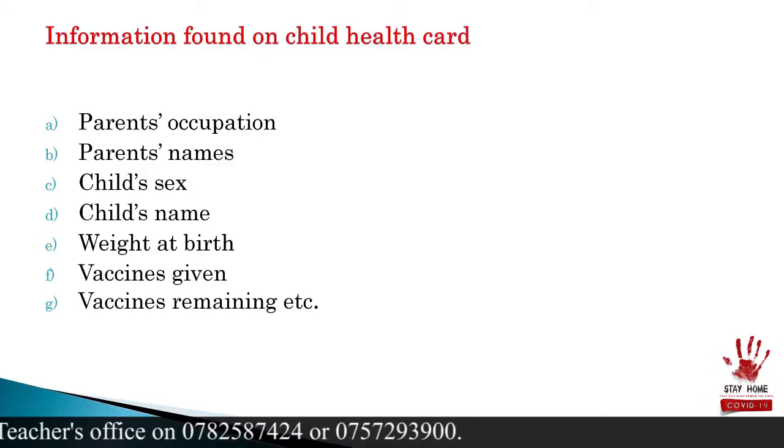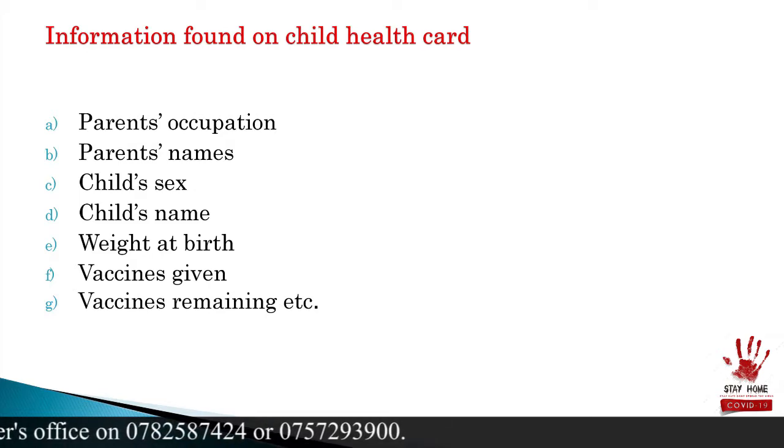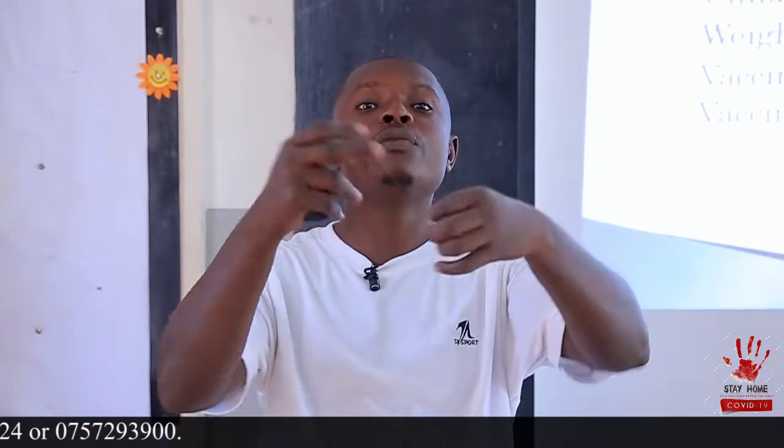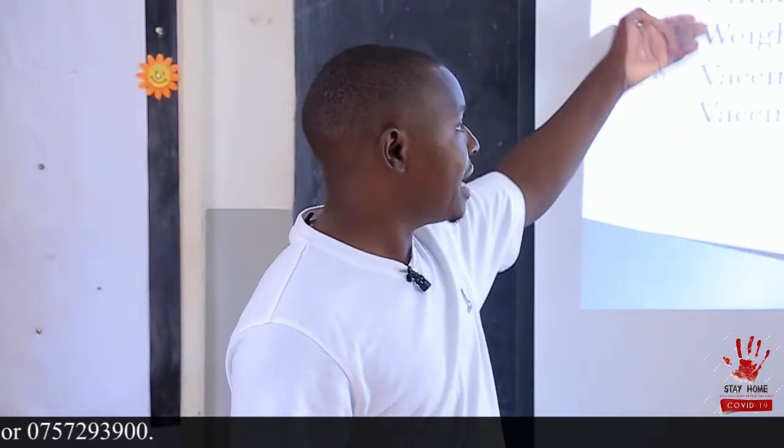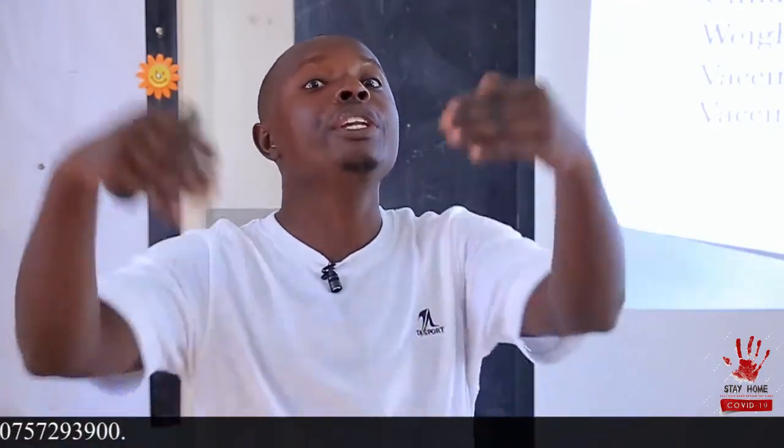Parents' occupation, parents' names, child's sex, child's name, weight at birth, vaccines given, vaccines remaining, and much more information. When mommy gives you that card, try to find out that information and add it in your book. Okay? I know my children are going to do that.